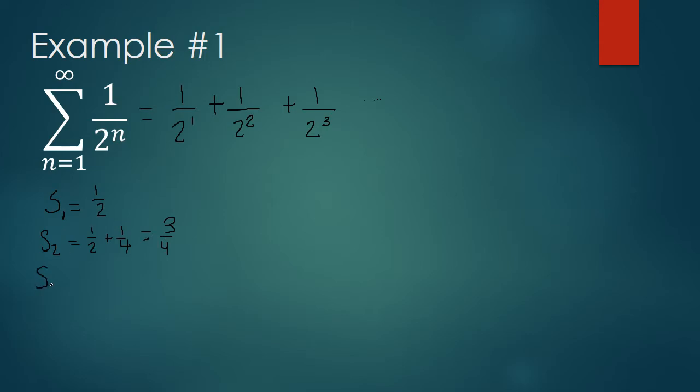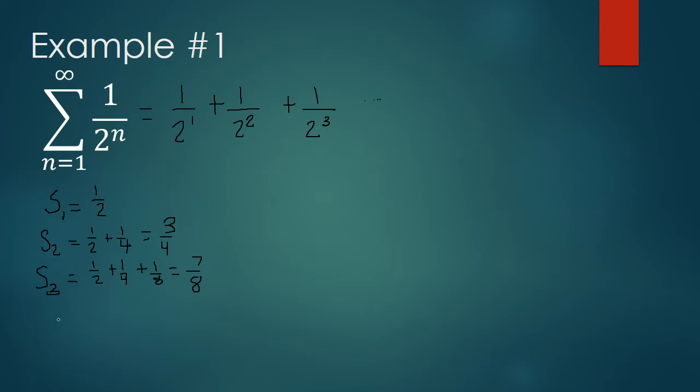My partial sum sub 3 would be 1 half plus 1 fourth plus 1 eighth. Okay, so now my common denominator is going to be 8. So 4 out of 8 plus 2 out of 8 plus 1 out of 8 is going to be 7 eighths. Okay, so now let's look at the sequence of partial sums. So S sub n, okay, is going to be a half, 3 quarters, 7 eighths.